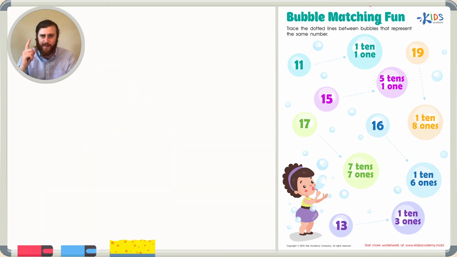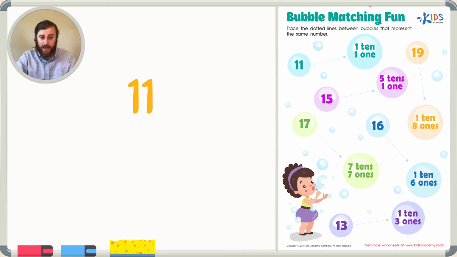So with that information in mind, let's read the directions and get started right away. Bubble matching fun. Trace on the dotted lines between the bubbles that represent the same number. Okay, let's look at the first example. I see the number 11, and it's represented by 1 ten and 1 one. Let's write the number 11 and take a closer look.